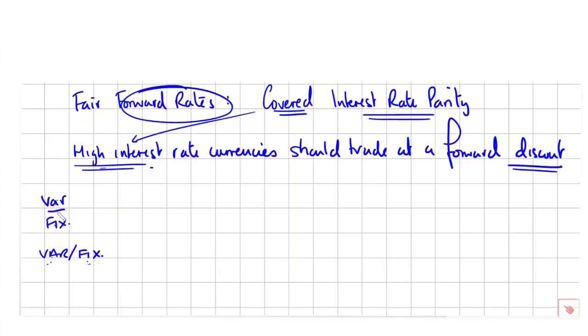I like standing up like this because it reminds me that my parity relations are pretty neat as well. They can be stood up like this. Your forward rate for delivery time T is your spot rate, just multiplied through by interest rate differentials. So multiplied through by 1 plus the variable interest rate divided by 1 plus the fixed interest rate, to the power of T, number of years. That's your covered interest rate parity formula. This formula ensures that high interest rate currencies trade at a forward discount. They're weaker in the forward market.